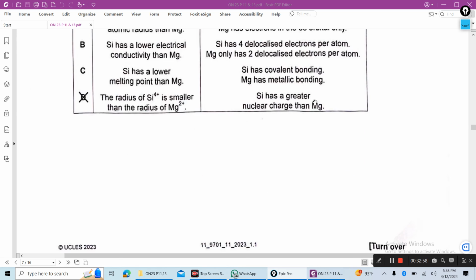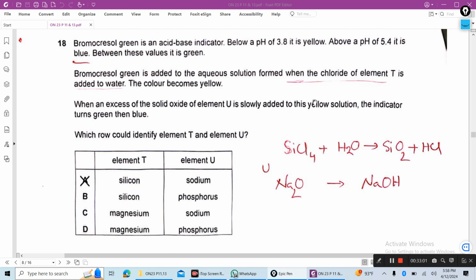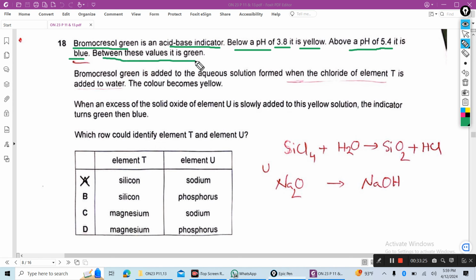Next, 18. Bromocresol green is an acid base indicator. Below a pH of 3.8 it is yellow. Above pH 5.4 it is blue. So between these values it is green. Less than 3.8 below is yellow, more than 5.4 is blue: alkaline blue, acid yellow.